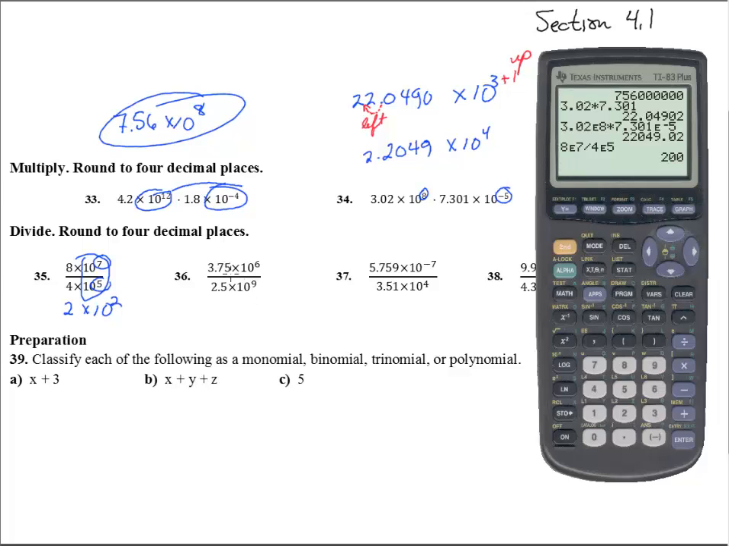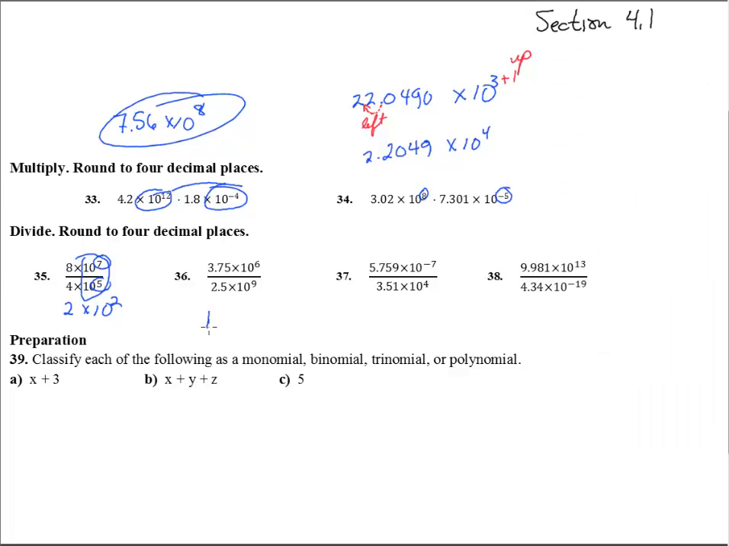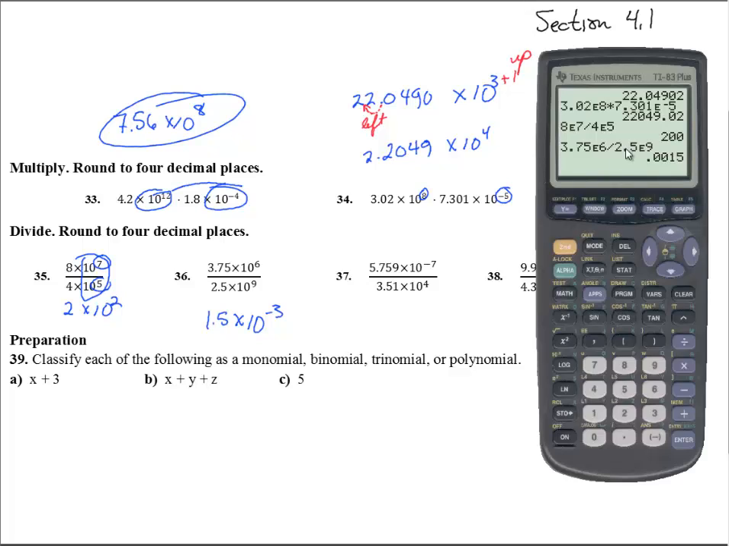All right, a little bit tougher here. When you divide these, you're going to end up with 6 minus 9. That's timesing 10 to the negative 3rd power. So we should end up with some decimals here. Let's see what we get. 3.75 times 10 to the 6th divided by 2.5 times 10 to the 9th. And we end up with, right there, 1.5 times 10 to the negative 3. Yeah, is that right? 1, 2, 3 places until we get into the official scientific notation location.